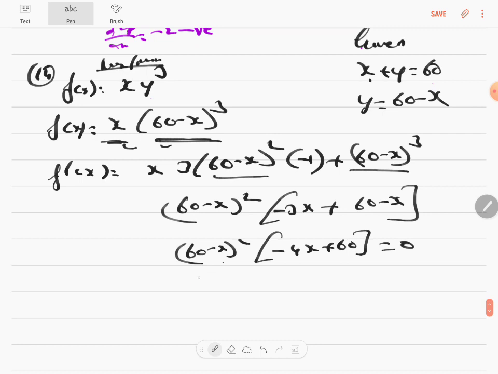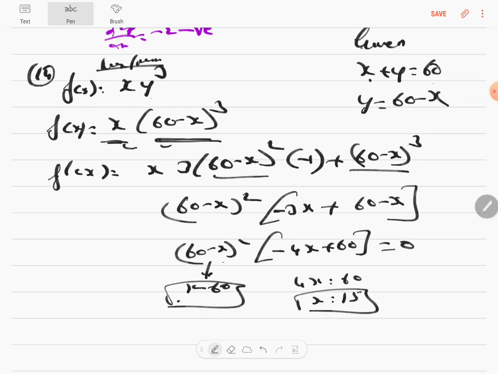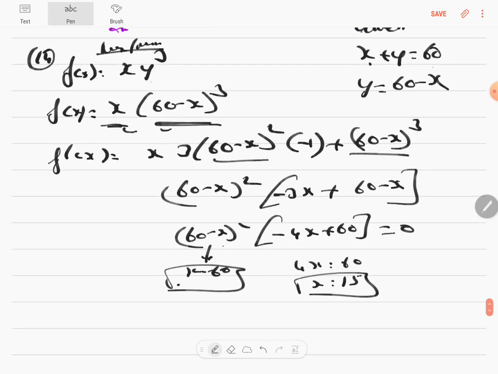Therefore you get either x is equal to 60 using this one. This can be 0 or this can be 0, where 4x is equal to 60 and so x is equal to 15. You get two possibilities for the values of x and substitute them here. y becomes 0, so therefore that's not valid, it's weird.